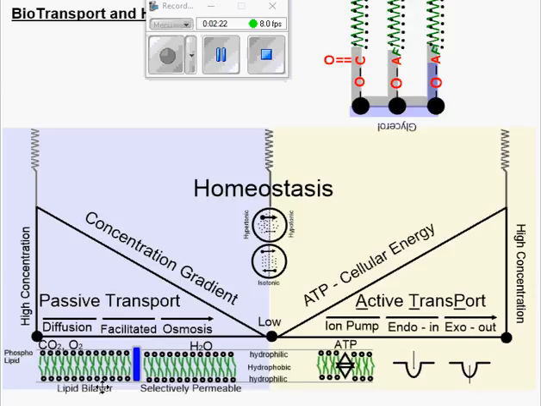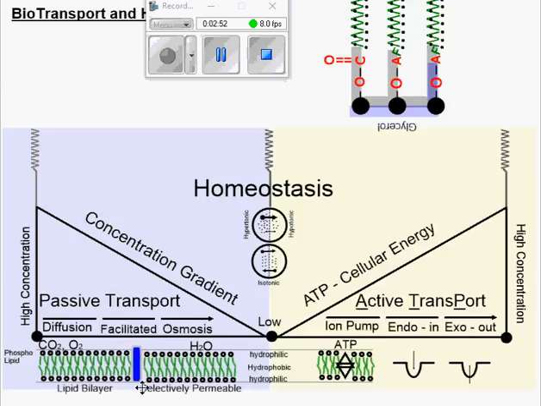The Greek verb for to help is facilitate. So we call it facilitated diffusion. You see, diffusion is the movement of materials across the semi-permeable membrane from an area of high concentration to an area of low concentration. Facilitated diffusion is the same thing, but it has a helper. What helper? A protein channel. And that's what this represents.